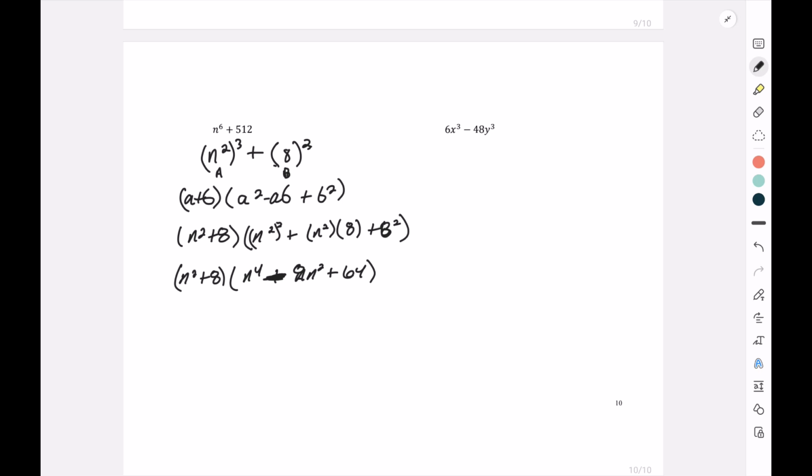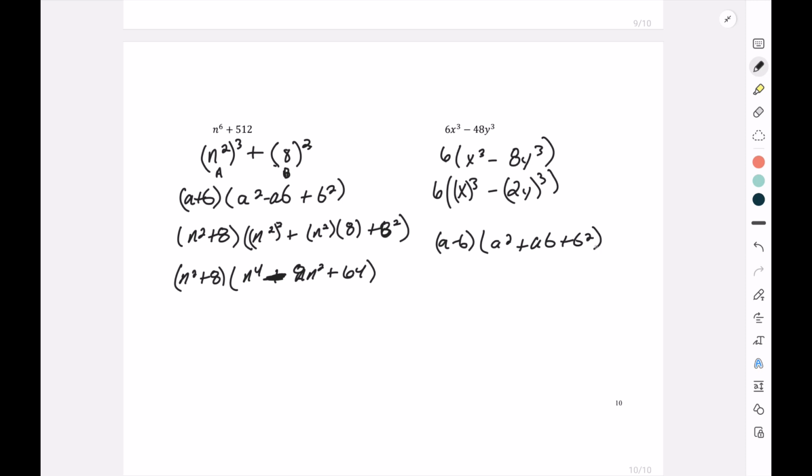For the next one, we have 6x cubed minus 48y cubed. If we pull out a common factor of 6, we are left with x cubed minus 8y cubed. If we looked at taking the cube, we can do x cubed minus and 2y would be cubed. And so we put it into the formula. We have a minus b in parentheses, and then a squared plus ab plus b squared.